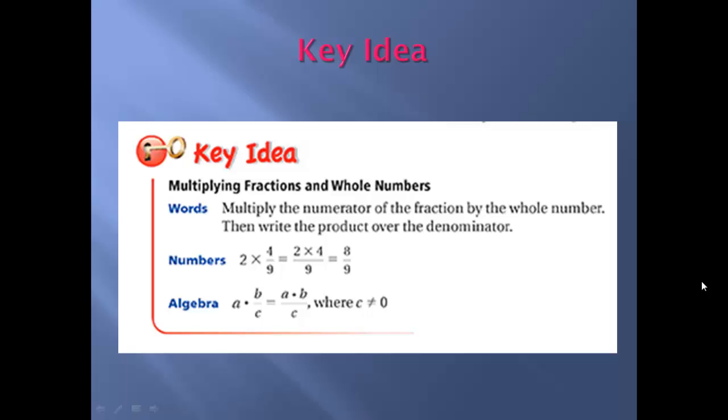So we have 2 times 4/9. This would be equal to 2 times 4 over 9. And 2 times 4 is 8, so we get 8/9. We can also look at this as a times b over c, which would be equal to a times b over c, where c does not equal 0.